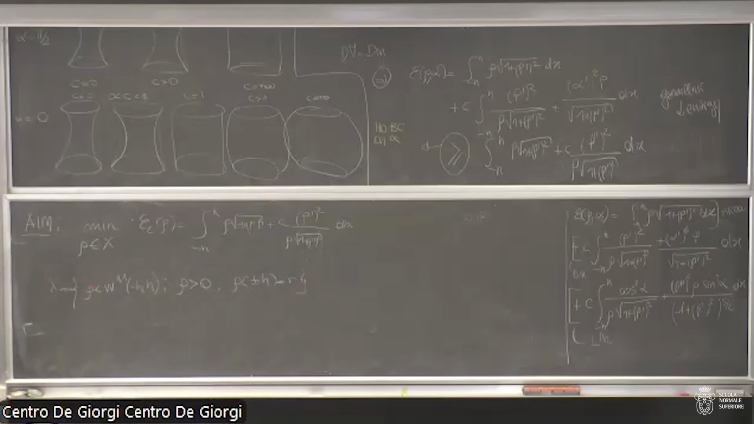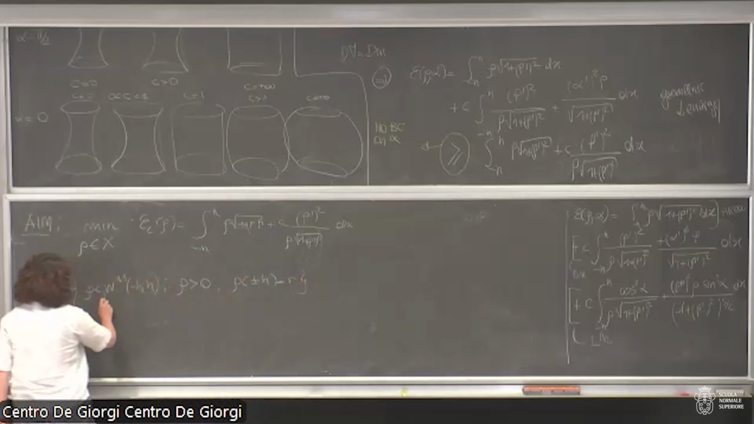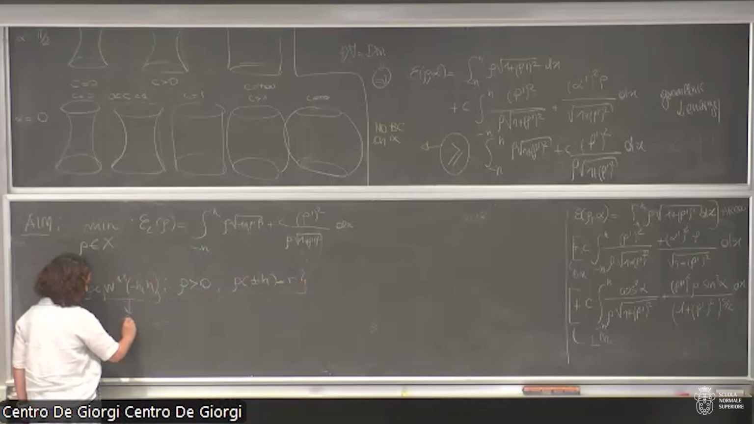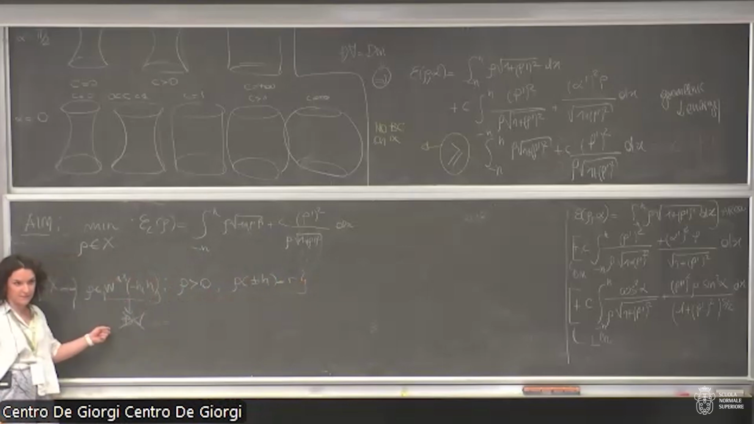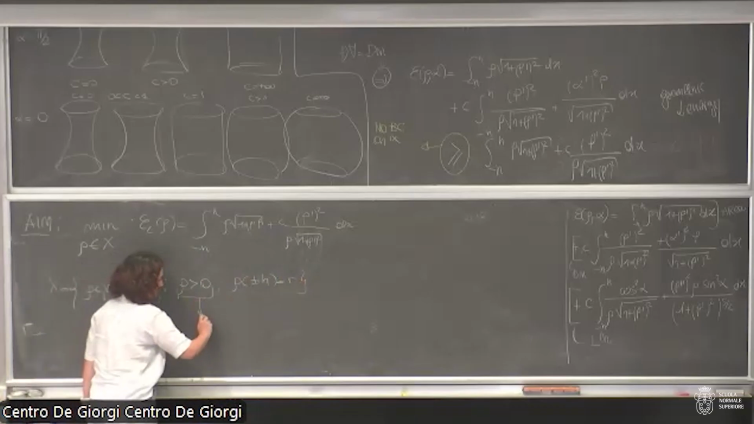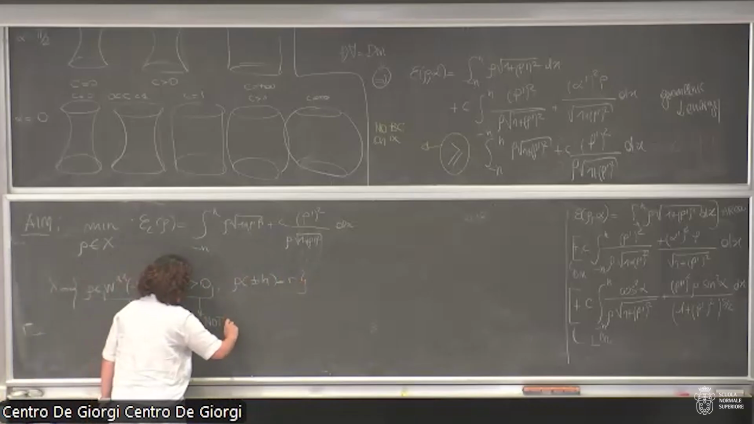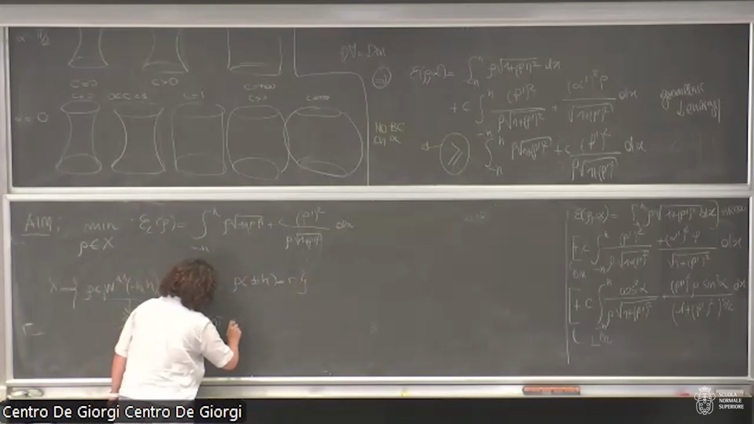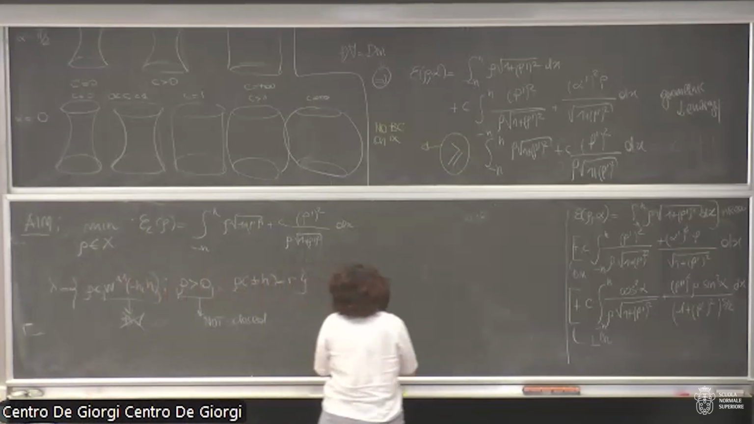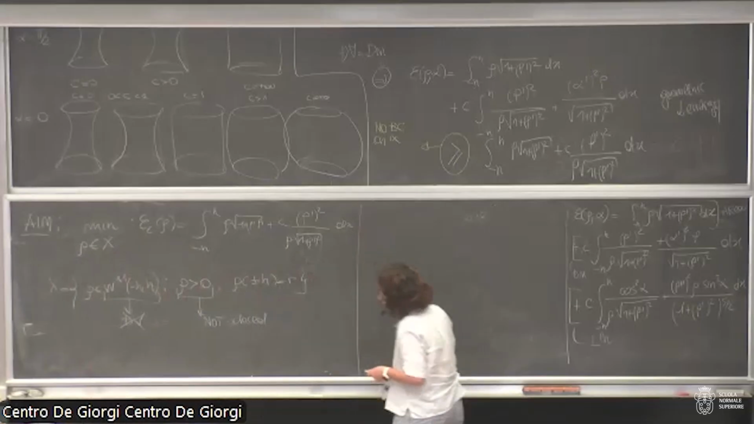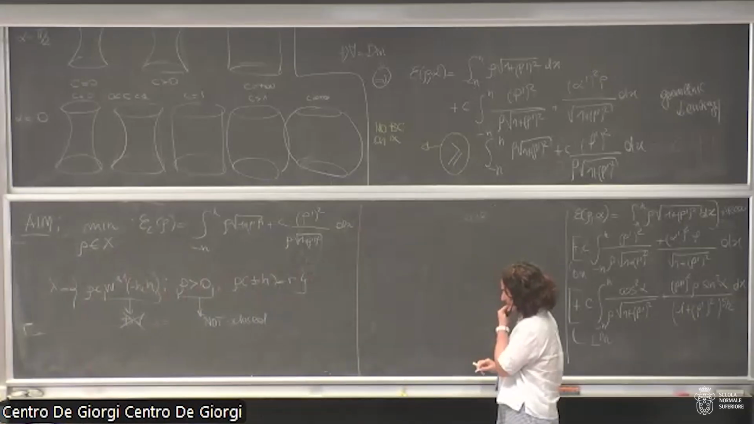Okay? So, and what you can see from this fact is that this is not BV. So we are not minimizing in BV, but in W^{1,1}. So this makes it difficult to get compactness. And this constraint is not closed. Okay? So these are the two main difficulties that we need to take care of.